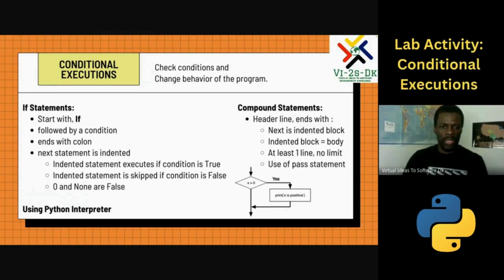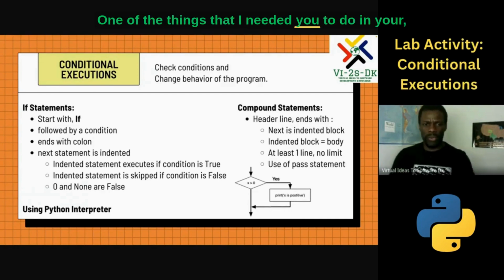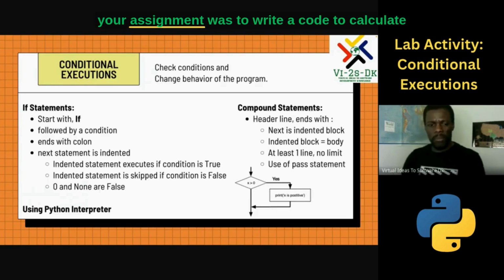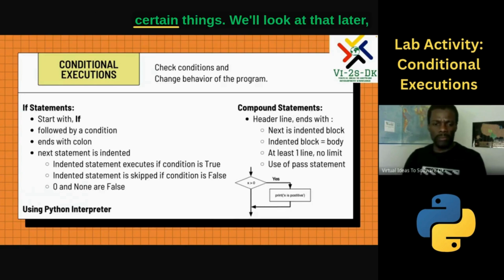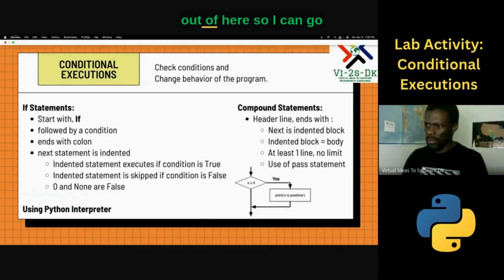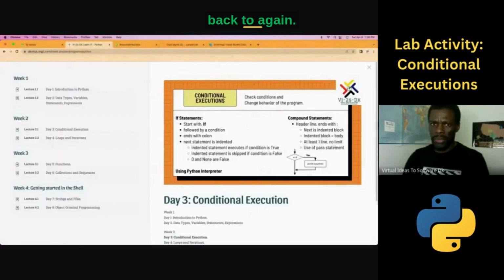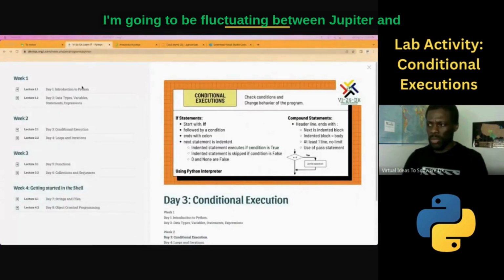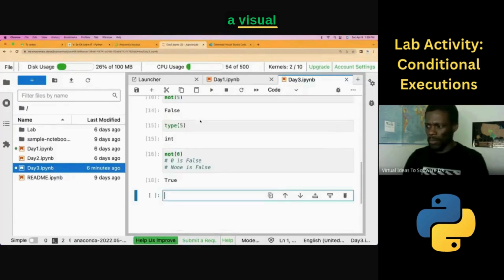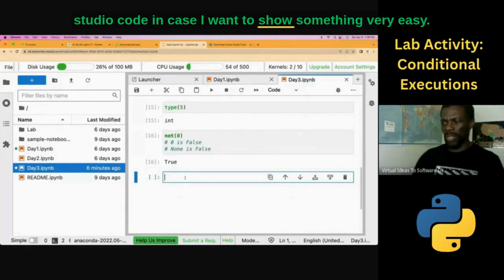So I know we did an example. One of the things that I needed you to do in your assignment was to write a code to calculate certain things. We'll look at that later. But let me give you an example of using. Let's escape out of here so I can go back to. Again, I'm going to be fluctuating between Jupyter and Visual Studio Code. In case I want to show something very easy, I'll just use Jupyter.